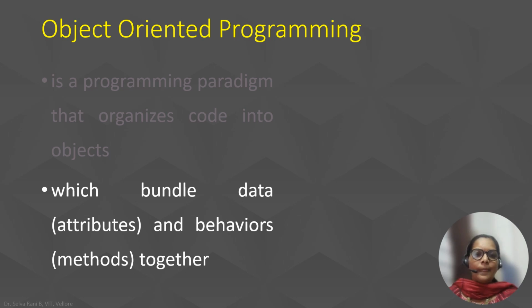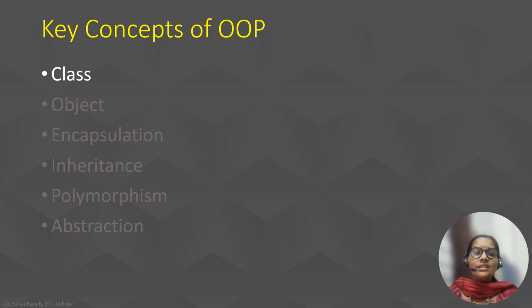Object-oriented programming bundles the data and behavior together. Data are known as attributes or properties of the objects and behaviors are known as methods. Let's now deal with some key concepts of object-oriented programming. The first term is class. What is meant by a class? It's a blueprint for creating objects. Next one, object. It is an instance of a class with some specific data as well as behavior.